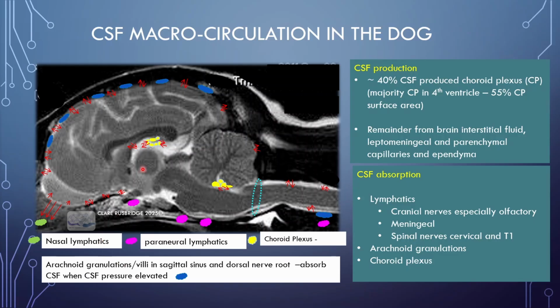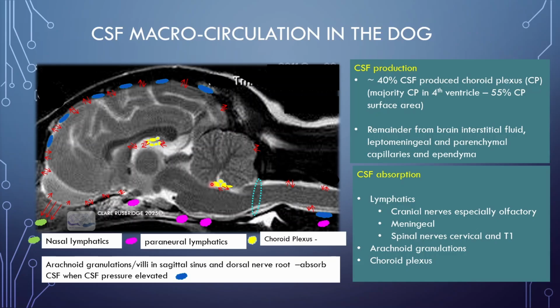And these choroid plexus are within the nervous system. I'm showing them in yellow here within the lateral ventricles going into the third, and in the fourth ventricle going out of the lateral apertures. The fourth ventricle choroid plexus is the largest, about 55% of the choroid plexus volume, and so it is the most important for production of cerebrospinal fluid out of all of the choroid plexuses.